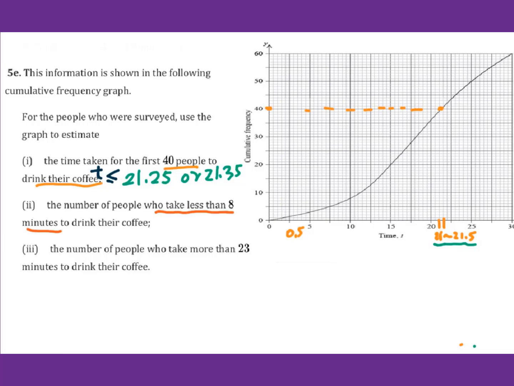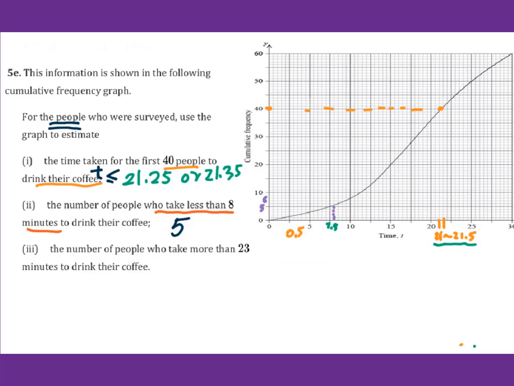For the second question, the number of people who take less than 8 minutes to drink their coffee. 8 minutes. This will be 7.5. 8 will be here. So we get this intersection here. It's between 5 and a 6. This is a 5, here's a 6. You could clearly see it's not 6 because it didn't reach 6. Therefore, this is a 5. We need integers for this problem because that's people.